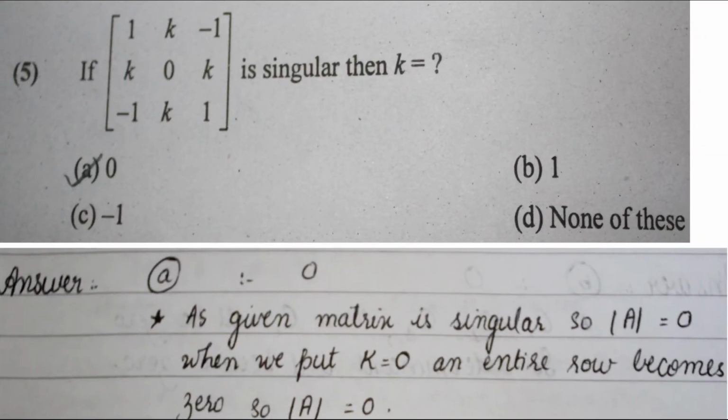In the next question, a matrix is given and they're saying if this matrix is singular, then what is K going to be equal to? So what we are going to do is, when we put K equal to 0, an entire row, which is R2, will become 0. So the determinant of A is going to be 0. As the given matrix is singular, the determinant of A is going to be 0. So option A is going to be the right answer.